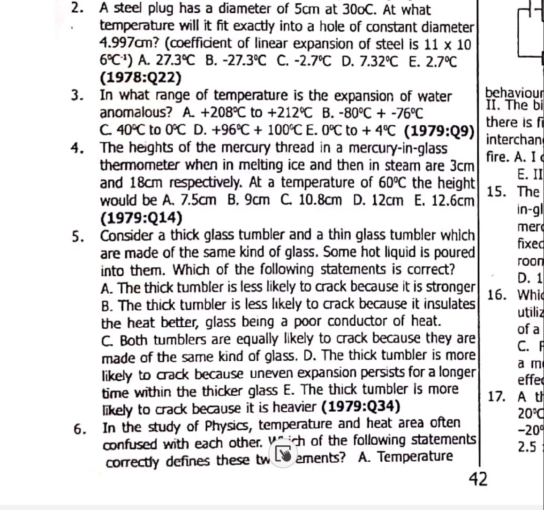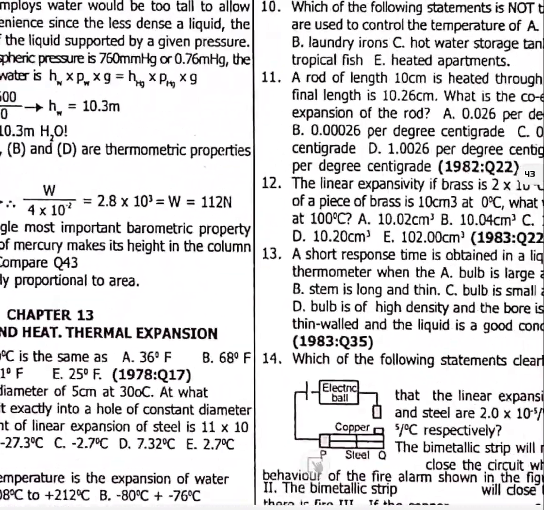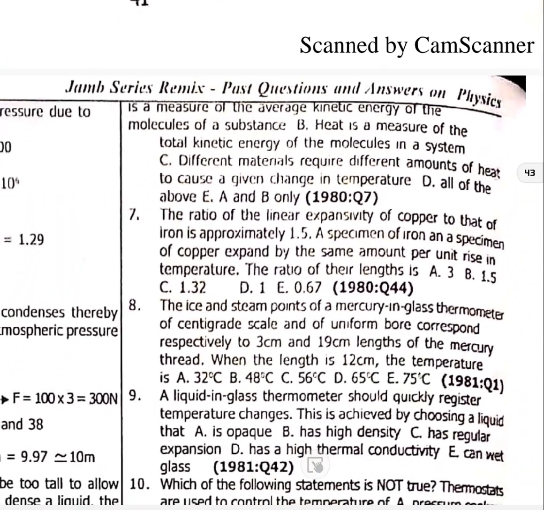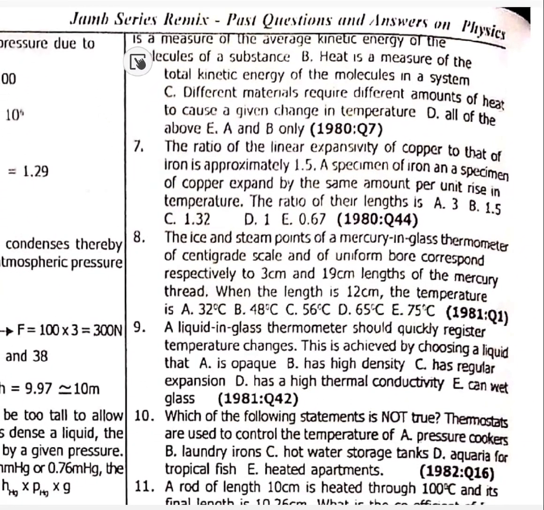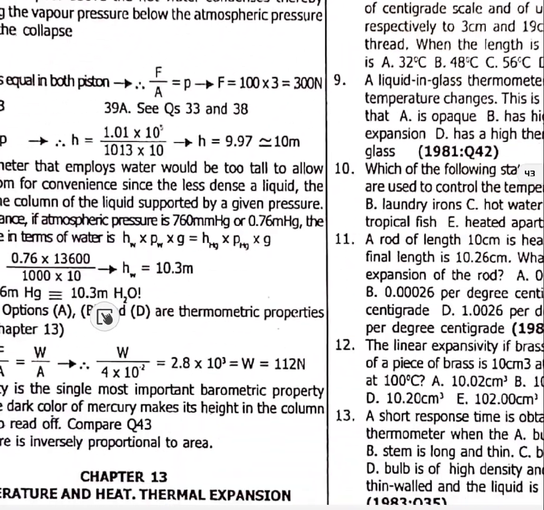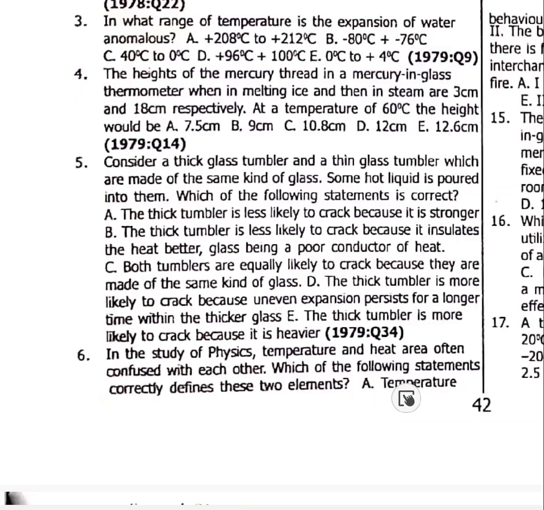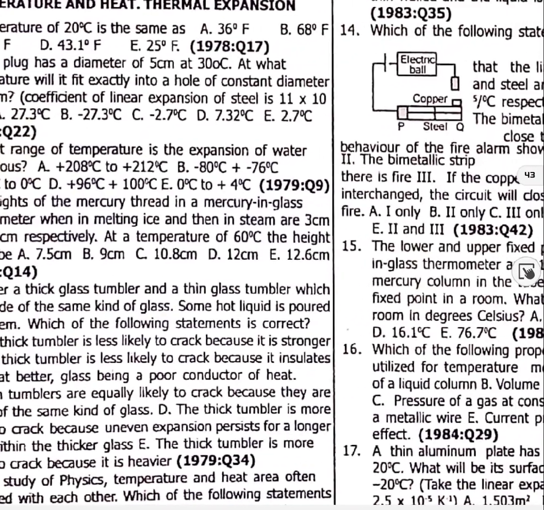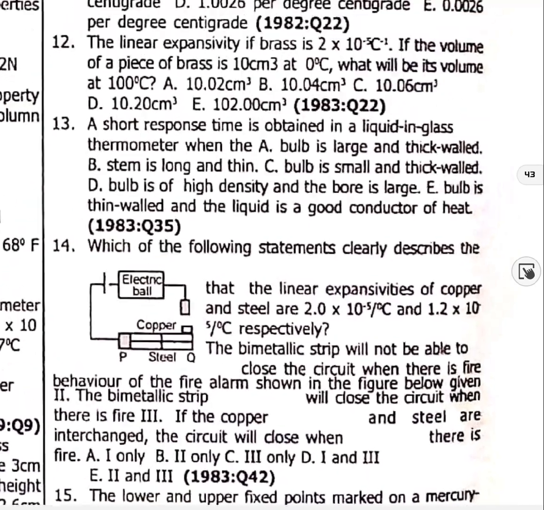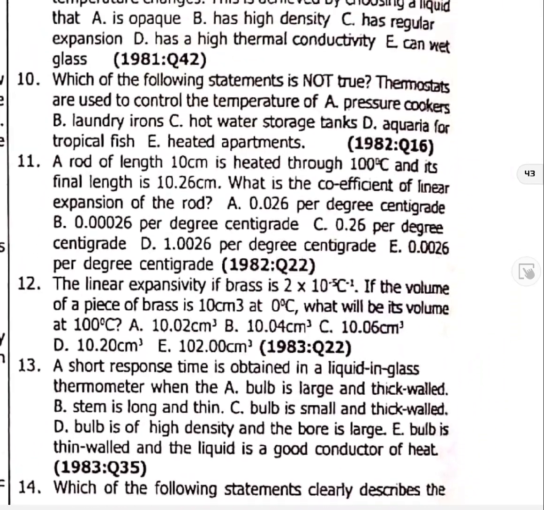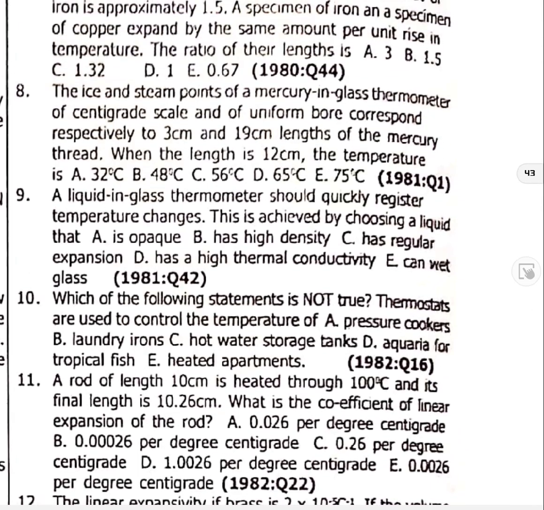6, in the study of physics, temperature and heat are often confused with each other. Which of the following statements correctly defines both? Everybody write down. Number 6, let's see, I'm going to define it for you. Look at the options. Option A. First, everybody write down, temperature is the temperature. So they start from here, and the definition continues. Number 6.